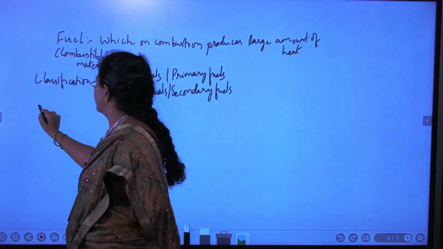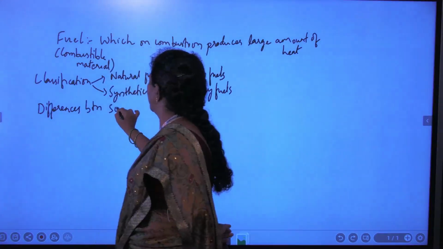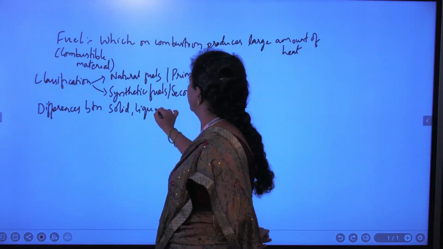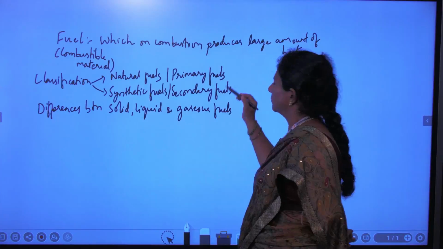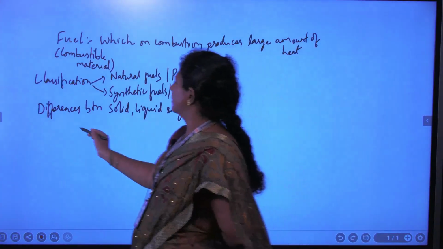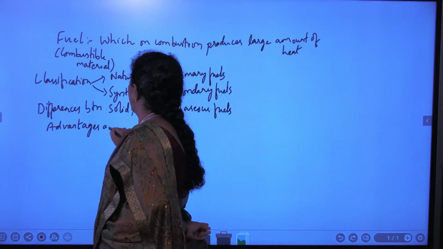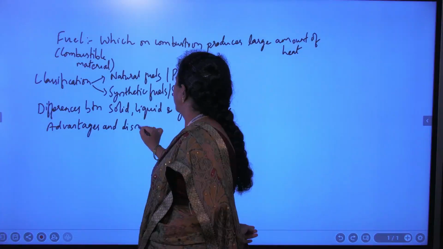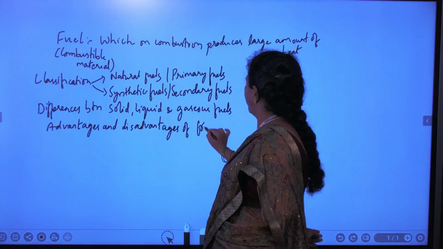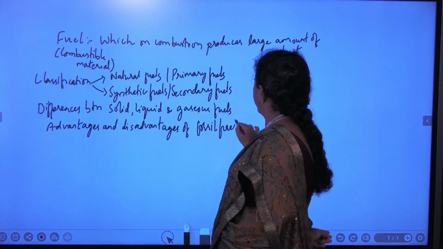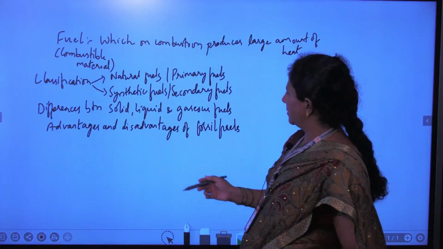Next we have discussed about the differences between solid, liquid and gaseous fuels. After that we have discussed about the advantages and disadvantages of fossil fuels. Fossil fuels means nothing but the naturally occurring fuels which contain carbon as the major constituent.